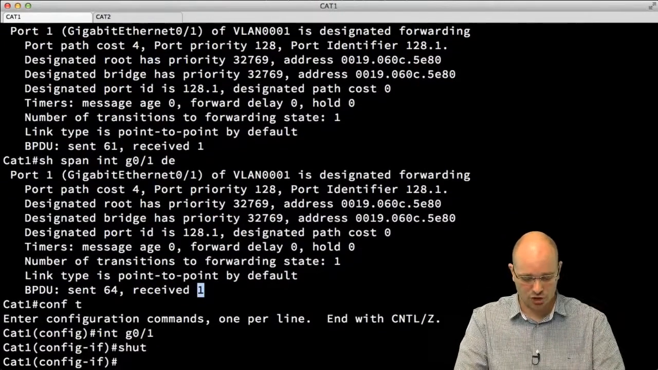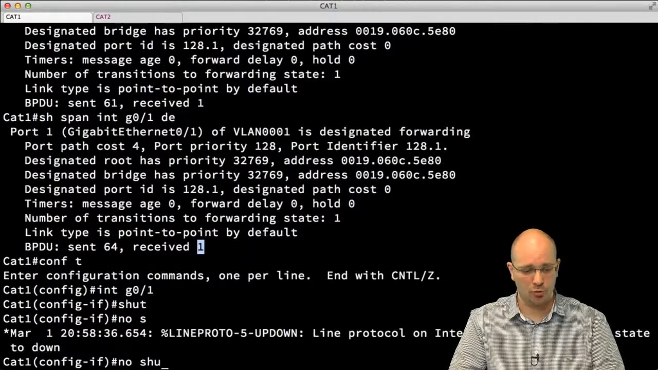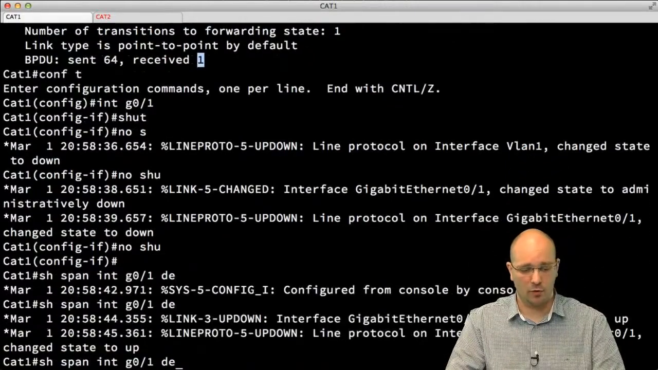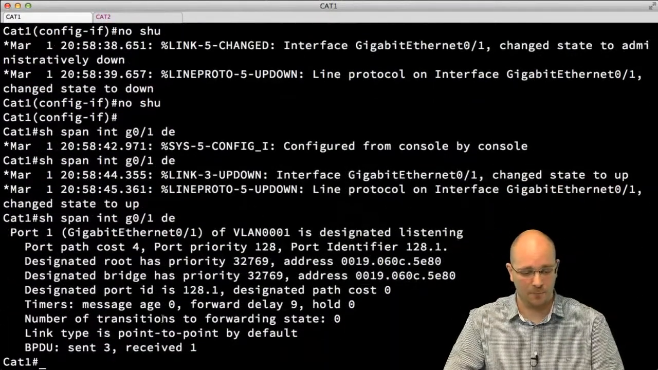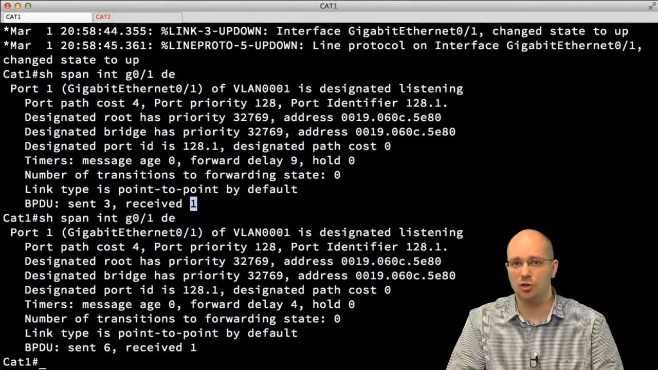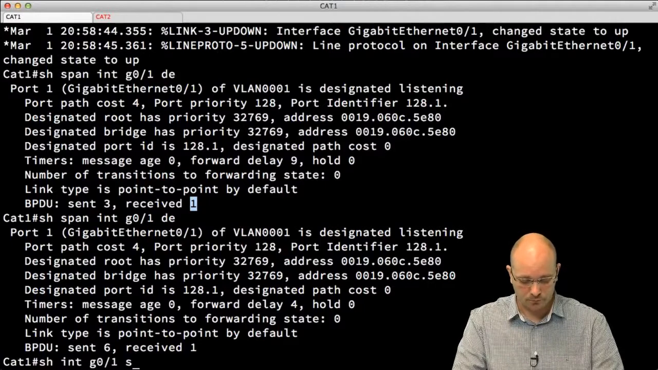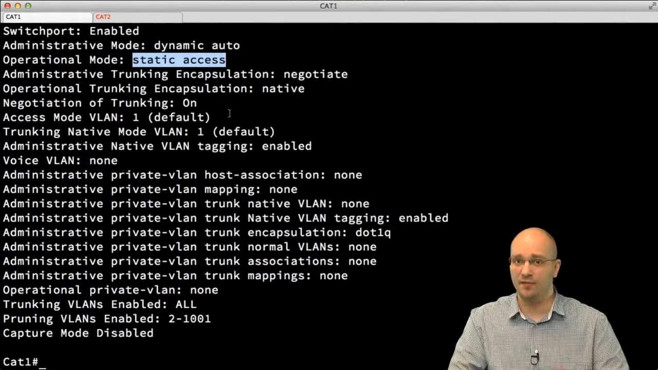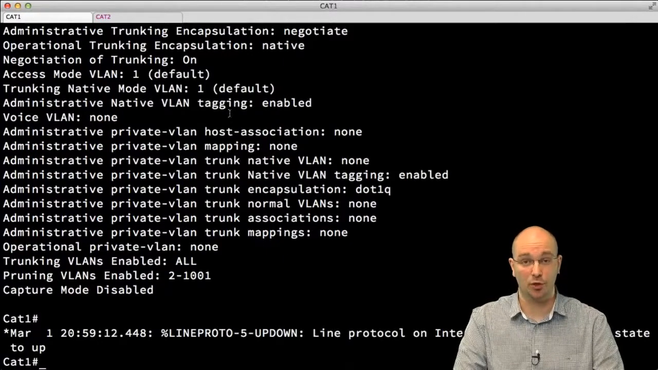I'm going to do a shutdown, and then a no shutdown as soon as the interface goes down, and I'm going to repeat my command of show spanning-tree interface Gigabit 0/1 detail, and here I again see that I have received one BPDU. So we can see that this BPDU filter that is configured globally does not affect Gigabit 0/1, and it doesn't affect it because it's not a portfast port. Gigabit 0/1 is operating as a static access port, which means that if I globally enable the BPDU filter and if I globally enable portfast, this port should be affected.